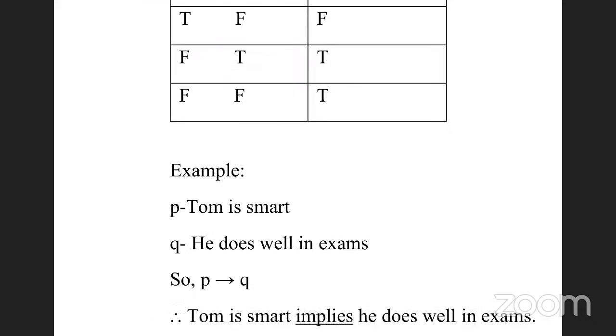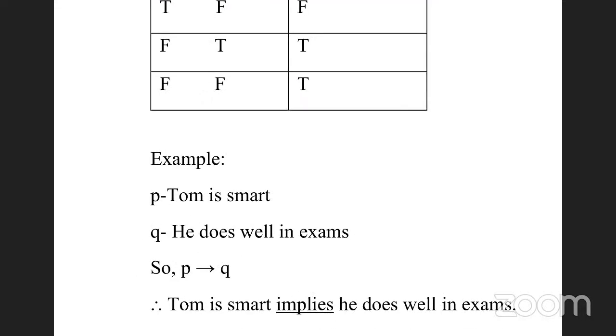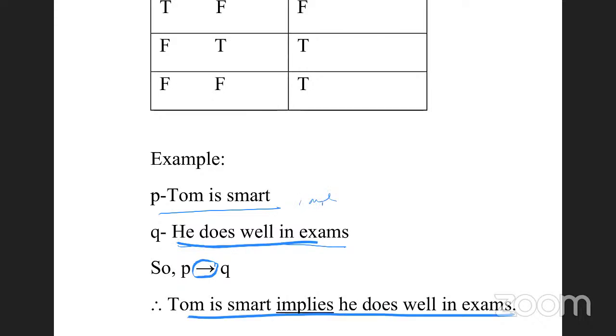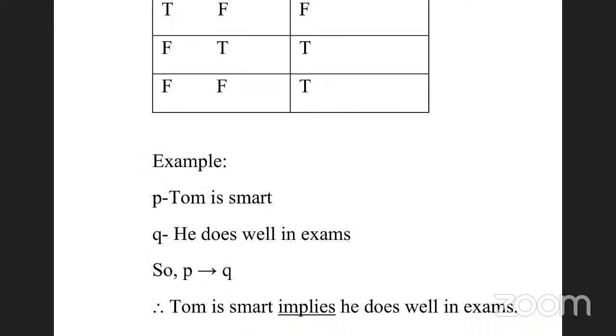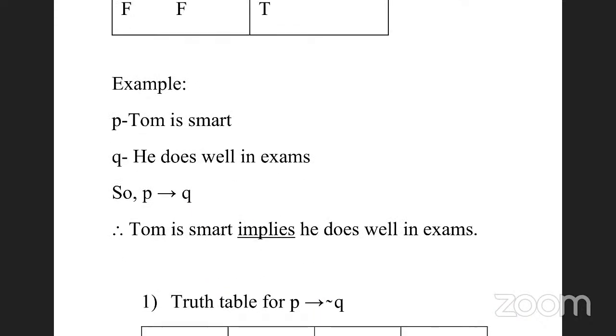Right, so if you look here, that arrow means implies. So if you want to connect Thomas is smart and he does well in exams, you want to connect it via words with a symbol. You say Thomas is smart implies he does well in exams. Okay? You okay with that? The arrow can be represented by the word implies.